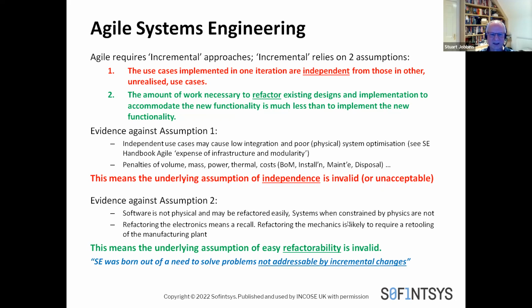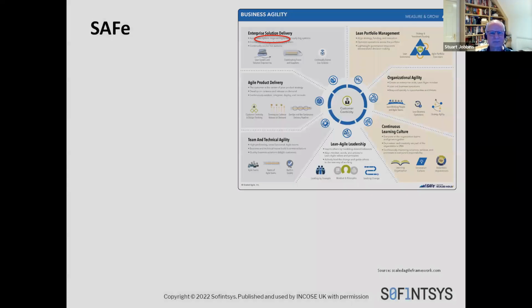So I'll just go back to the Bell Lab statement. SE was born out of a need to solve problems not addressable by incremental changes. So I'll just go back to the beginning. Agile requires incremental approaches. Yet SE was born out of a need to solve problems that are not addressable by incremental changes. Bit of a clue, I suppose.